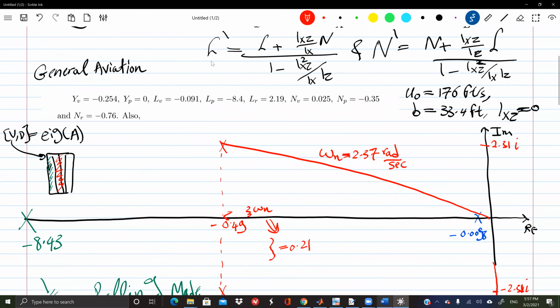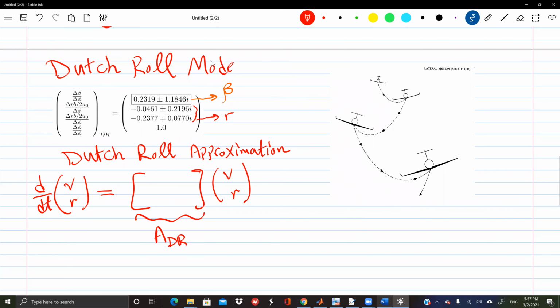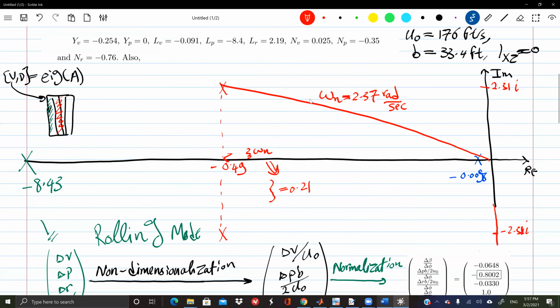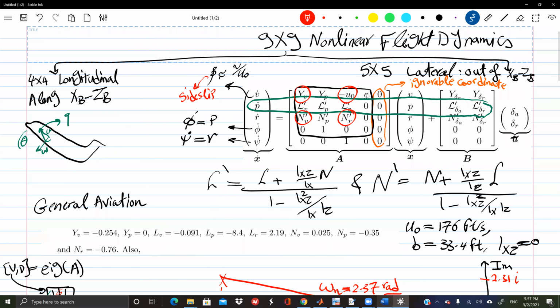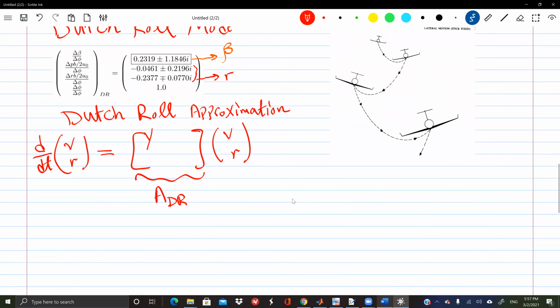So you're going to write here d by dt. My states are V and R equal some matrix, which I don't know, times the same states, V and R. This is my A Dutch roll, which I need to fill. And I'm going to fill it from the original equations of motion. That's easy, 1, 3, and 1, 3. So this is YV, negative U naught, NV dash, NR dash. Any question about that? This is a 2 by 2 matrix.